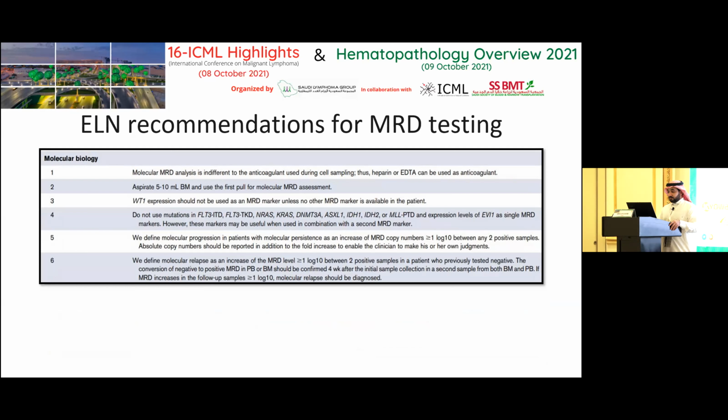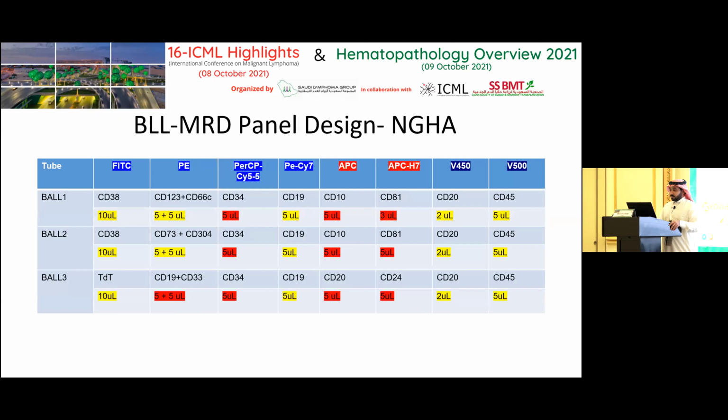The DNMT3A mutation as well as the FLT3-ITD, these markers are not useful to assess and track MRD. However, they may be useful when used in combination with a second marker. For B-ALL, this is a panel used with 8 colors and 3 tubes.